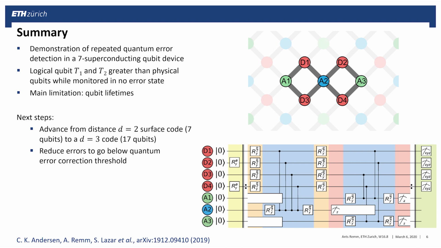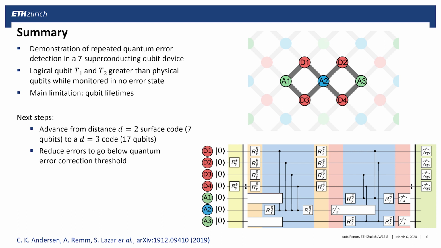So to summarize our results, we have demonstrated a repeated quantum error detection on our 7-qubit device. And the lifetime and coherence time of our logical qubit is significantly better than any physical qubit on our device. The main limitation of our device, causing a small success probability after many rounds of error detection and also causing the reduction of logical lifetime, is physical qubit decoherence and decay, as shown by master equation simulations.